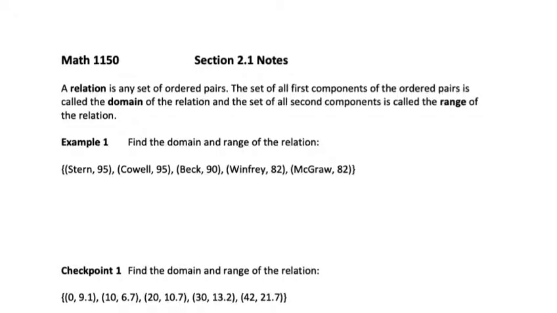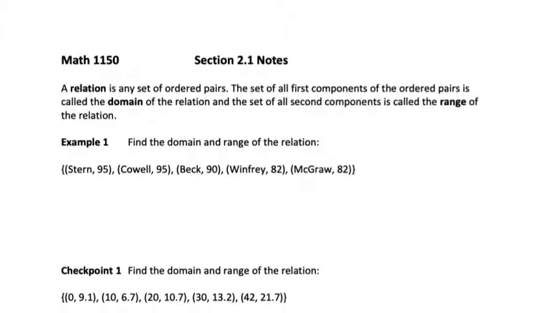In this video for section 2.1, we're going to start with some vocabulary. Our first definition is for a relation. A relation is any set of ordered pairs. They could be words, they could be numbers, it could be a mixture of both, but as long as you have two values and some sort of relationship between them, that's a relation.